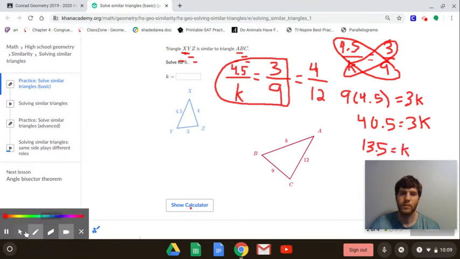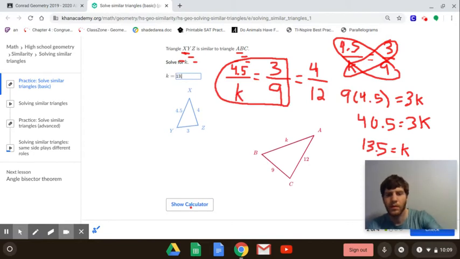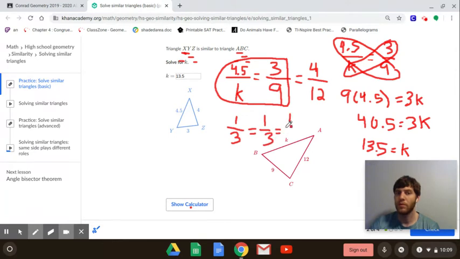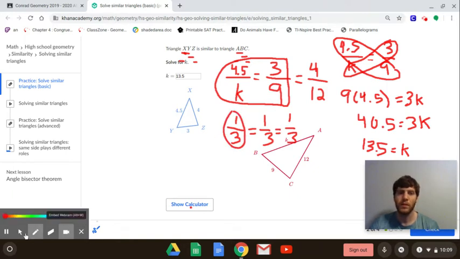Okay, so let's put that in. Before I submit though, I'm going to check my answer. So 4.5 divided by 13.5, that's going to be 1/3. 3 divided by 9 is going to be 1/3. And 4 divided by 12 is 1/3. So we know K has to be 13.5 because that gives us the 1/3. So all our ratios are equal. So now that I've checked my answer, I'm going to hit submit.